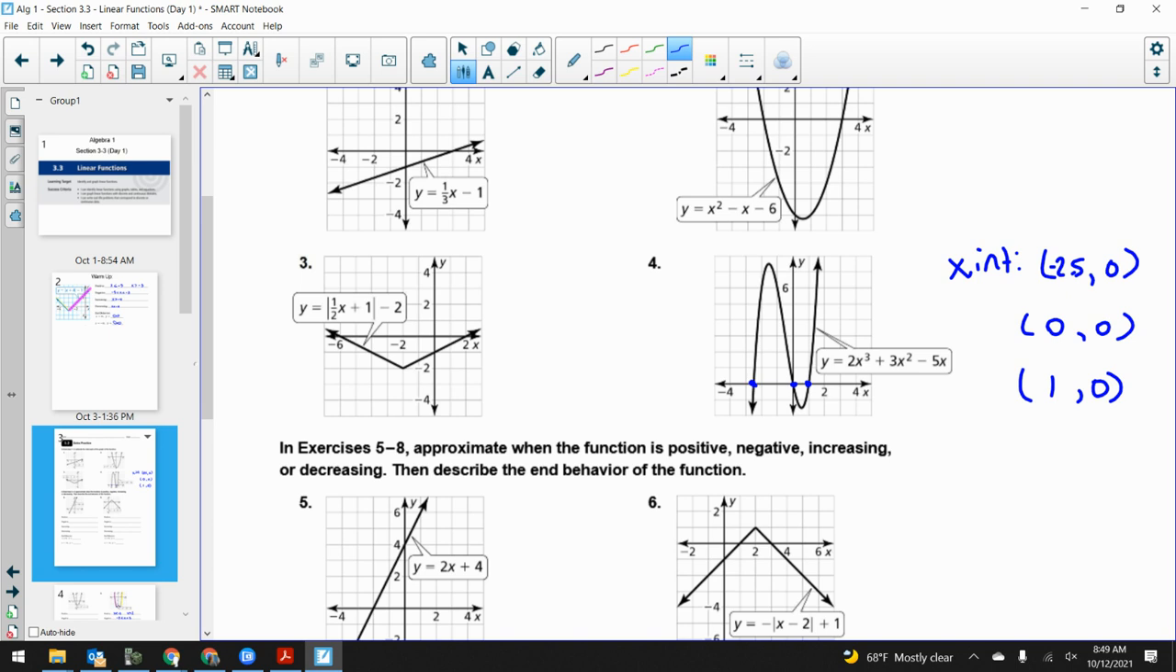And then my y-intercept, where does it cross the y-axis? Danielle? At 0, 0, look, it crosses at the origin. Yeah, your x-intercepts and your y-intercepts can match if it goes through 0, 0.